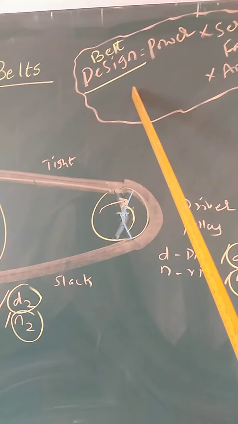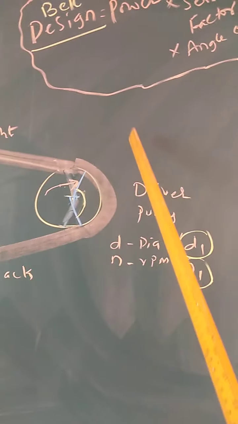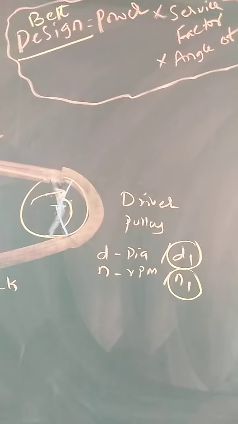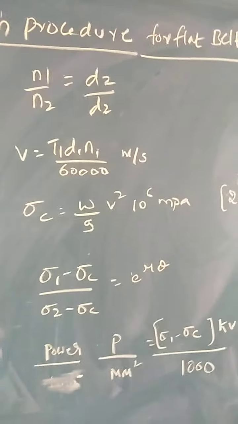Then you should give proper dimensions of the belt. It may be the length, thickness of the belt, whatever it is, right? We'll start with this. We'll go to the design procedures of the flat belt drive.